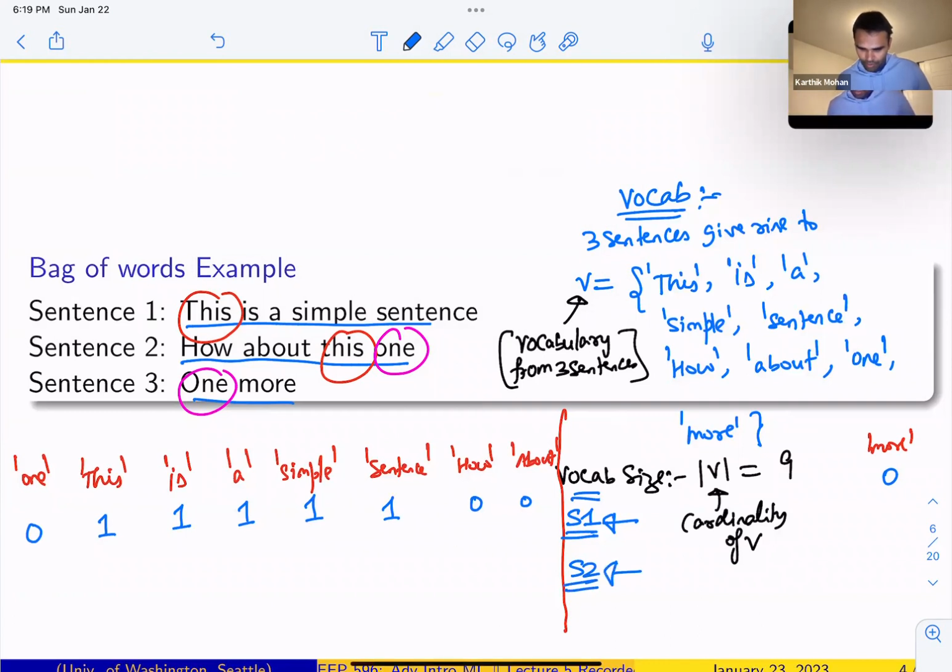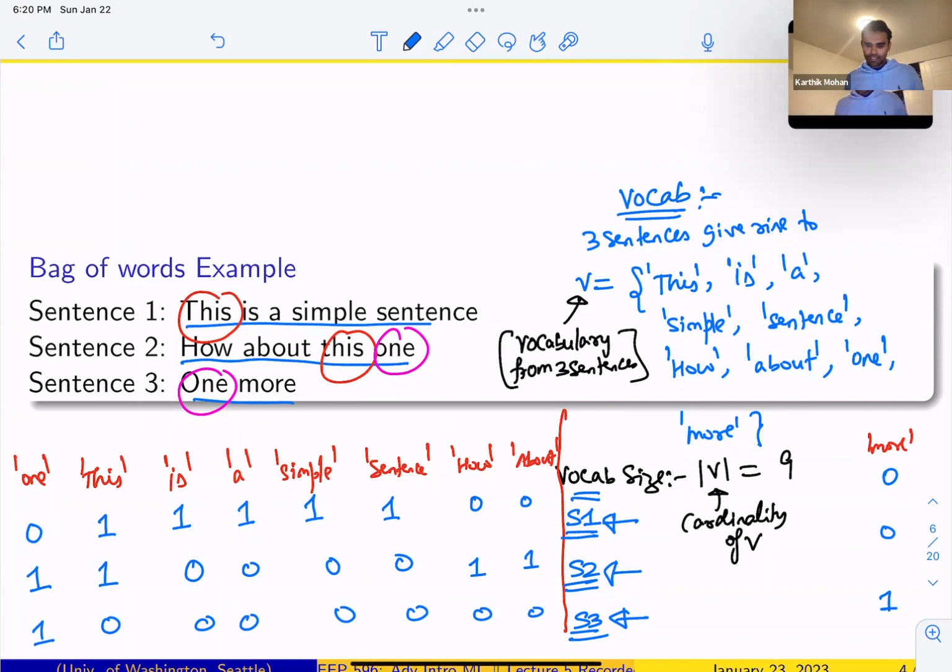How about this one? So I see how here, "about" is 1, this is 1, and then "1" is 1. Everything else is 0. Okay, then S3 is "1 more", so 1, then "more" is here, 0, 0, 0, 0, 0, 0, 0. So you see, each of these 3 sentences is a multi-hot encoding.